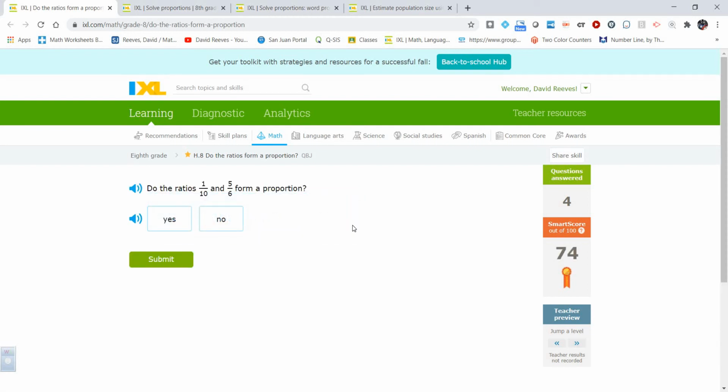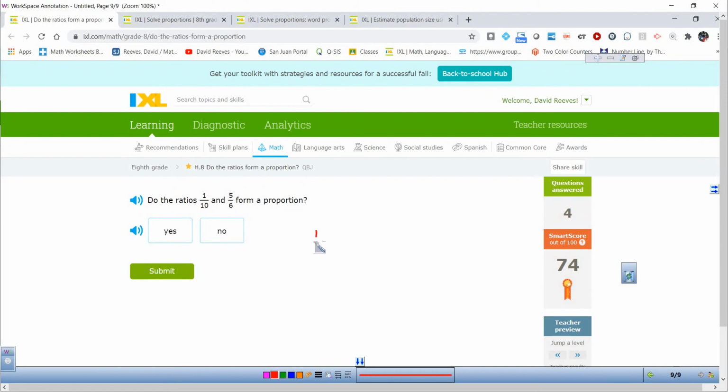1/10 and 5/6. All right. Now, let's take a quick look here. Most of you are probably going, obviously it's no. 1/10 is definitely much smaller than 5/6, right? But if I went like this, that's 1 times 5. And if I did that, 10 times 5 is not 6, is it?